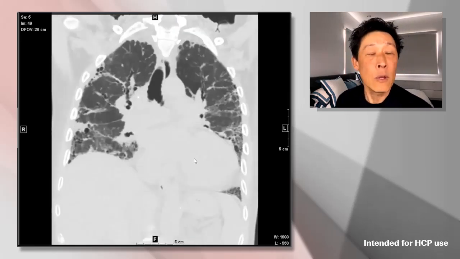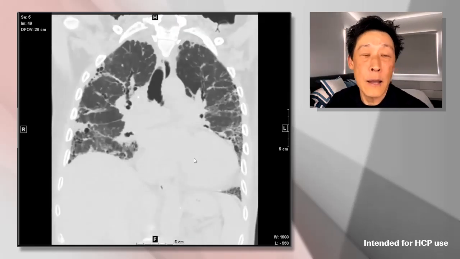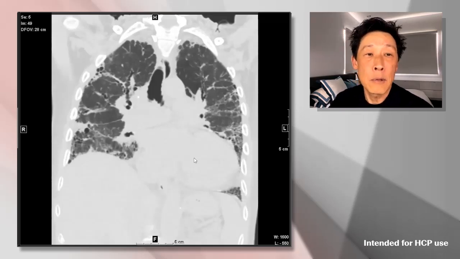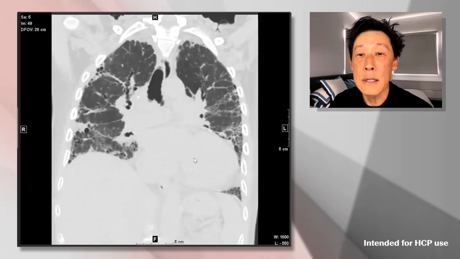So with UIP, you want to first recognize honeycombing. There will be some degree of reticulation and traction bronchiectasis and bronchiolectasis, and the distribution of these abnormalities should favor the lung periphery and the bases.